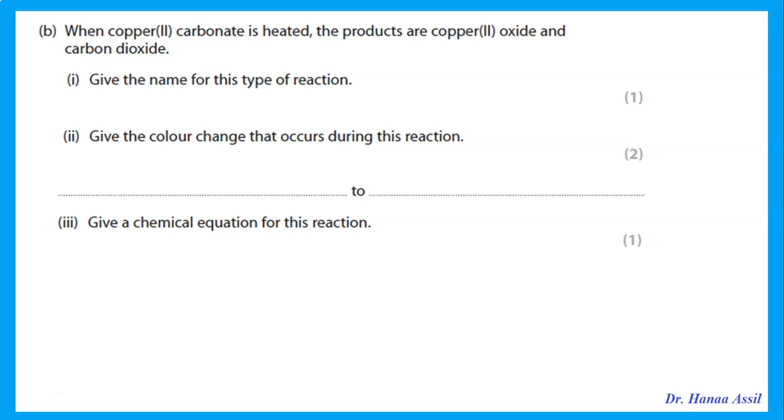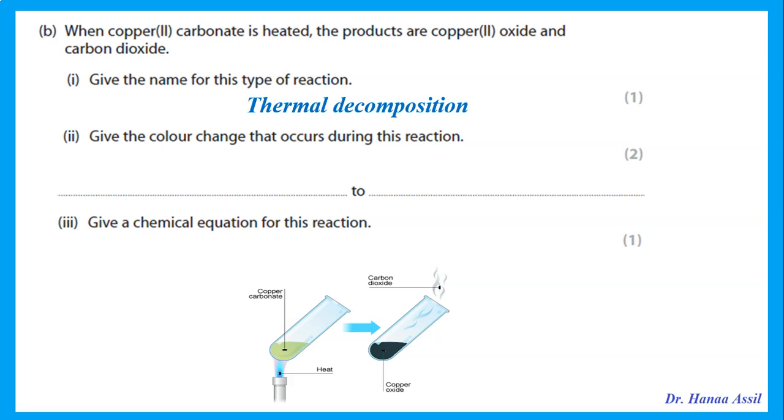When copper carbonate is heated, the products are copper oxide and carbon dioxide. So we're told that we're going to heat copper carbonate. It breaks up to give copper oxide and carbon dioxide. When we heat a substance and it breaks up, what type of reaction is that? That is called thermal decomposition.